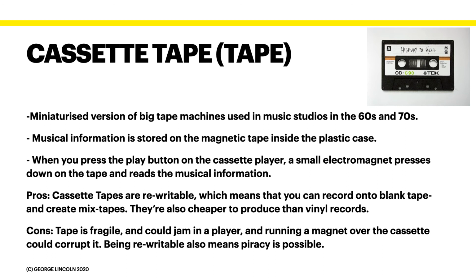So, what are the positives and negatives of cassette tapes? Well, the positives, cassette tapes are rewritable, which means that you can record onto blank tape and create mixtapes. They're also cheaper to produce than vinyl records. However, tape is fragile and could jam in a player, and running a magnet over the cassette could corrupt it. Being rewritable also had its downfalls because it meant piracy was possible. Good for people who wanted cheap music, but not so good for people who made it.